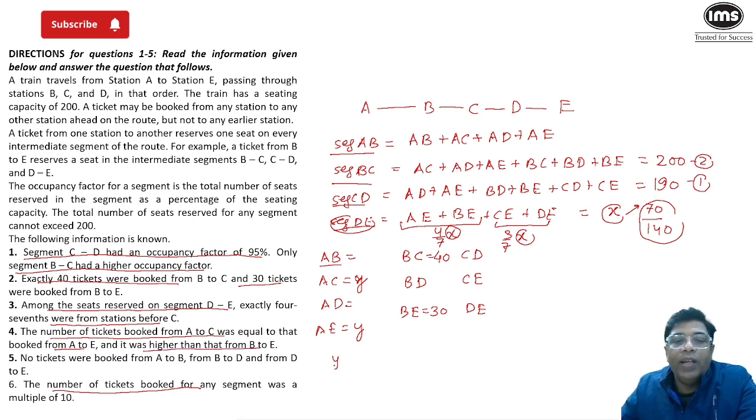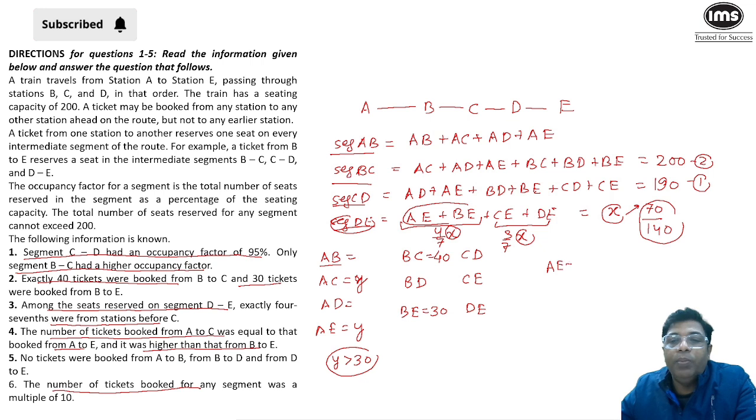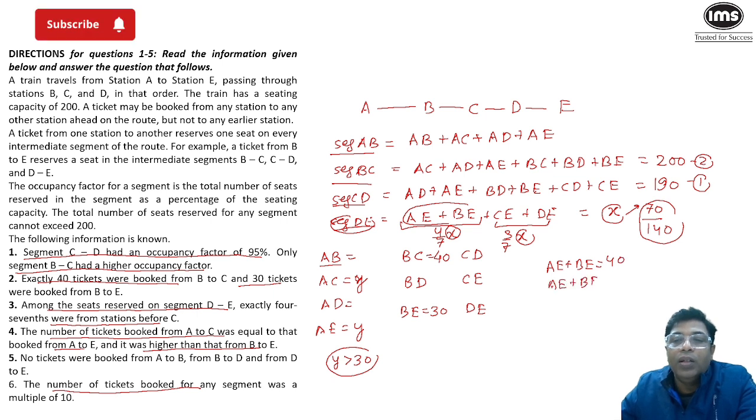It means Y has to be greater than 30. Great. Now let's try to figure out. We have been given that AE plus BE is 4 by 7x. If I take x to be 70, in that case this value becomes 40. And if I take x to be 140, in that case this value will become 80.